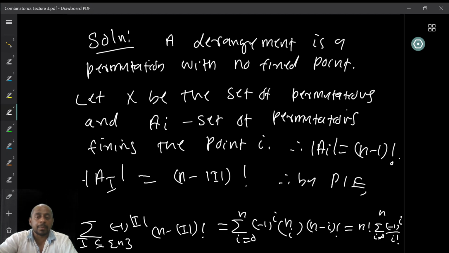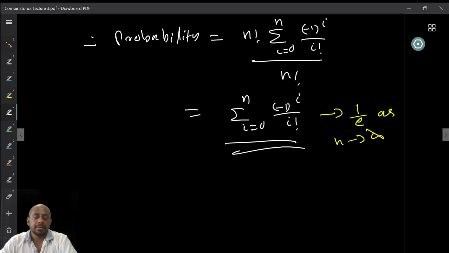But now we want to find the probability, right? So the probability that nobody gets their hat is the total number of derangements divided by the total number of permutations, which is n factorial. The probability is the summation i equal to 0 to n of (minus 1) raised to i by i factorial.